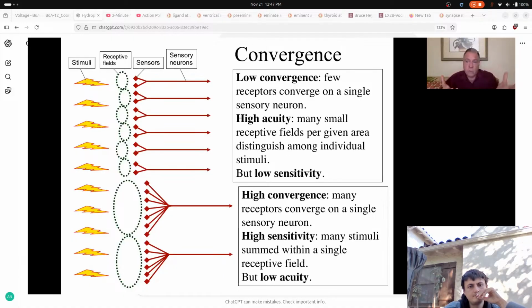Do you want a more sensitive system where I can detect the presence of a very weak signal, or do I want an acute system where I can tell details of that signal? Those are the trade-offs you typically have in how sensory systems work. So what do we mean by that?